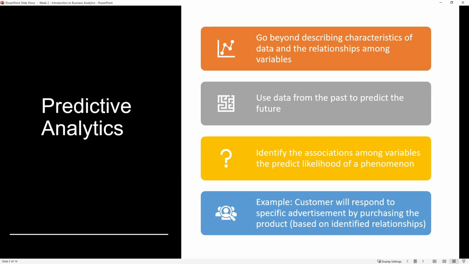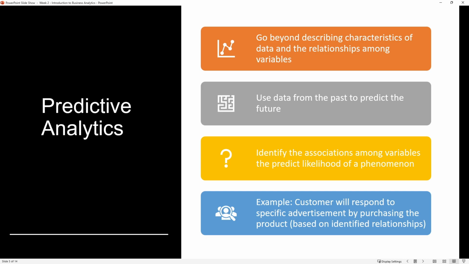Once we've described what has happened and what is currently happening in the organization, we can go beyond describing the characteristics of the data and the relationship among variables and use data from the past to predict the future. A commonly used technique in predictive analytics is creating a regression model based on the behavior of past data and the relationships among different factors. We can predict what's going to happen in the future. We can identify the associations among variables and predict the likelihood of a phenomenon.